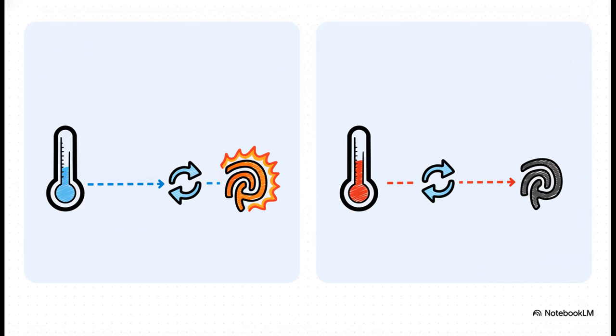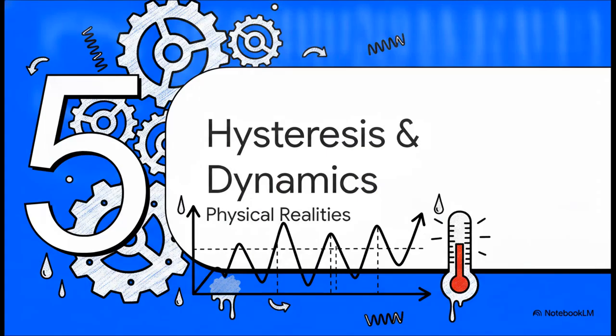A cold physical state gives us a 0, which the PLC flips into an on command to generate heat. A hot state gives a 1, which the PLC flips into an off command so it stops heating. It's highly efficient, it generates heat only when it's strictly necessary. And finally, Section 5, Hysteresis and System Dynamics, Physical Realities.